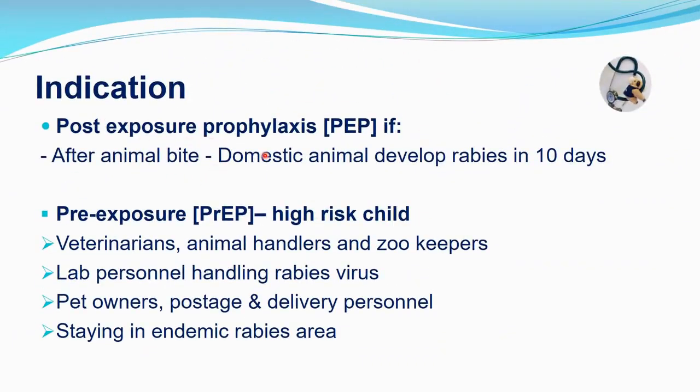Indication for post-exposure prophylaxis: if the patient is bitten by an animal, the domestic animal is observed. If it develops rabies within 10 days, vaccination is highly recommended. Pre-exposure prophylaxis is for high-risk groups: veterinarian doctors, animal handlers, zookeepers, lab personnel handling rabies, pet owners, postal and delivery personnel, and people staying in rabies endemic areas. So these people are at high risk and should get pre-exposure prophylaxis.